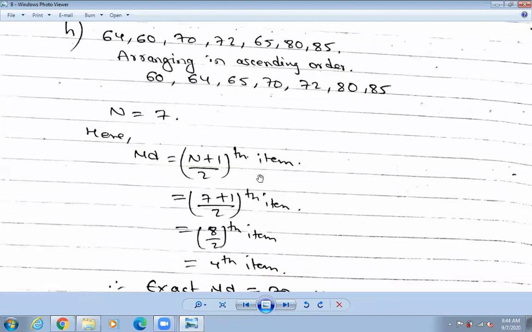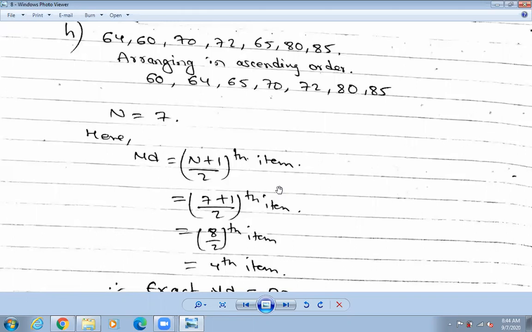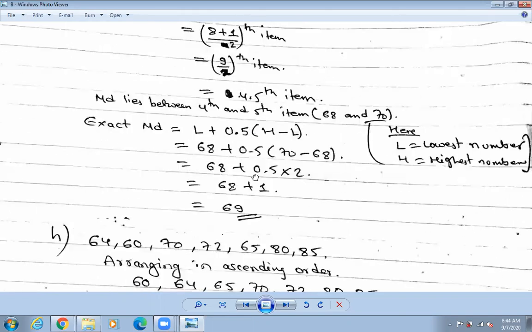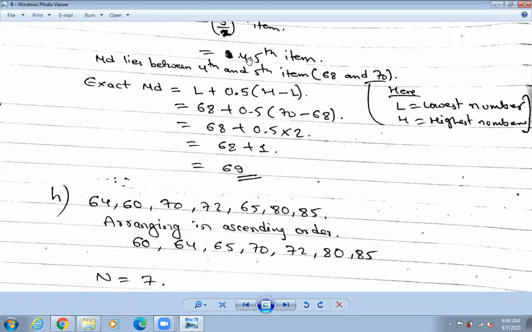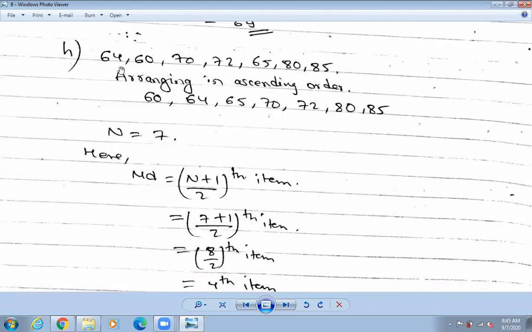Here we had done the median earlier. Here it was 4.5, that's why it came like this. But what happens if it is the fourth item or fifth item only, and the answer does not come in points? What do we do? So this is the next number, as I have done this number also. First of all, we need to arrange them in ascending order.